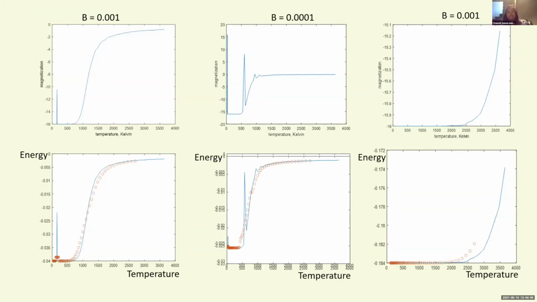I also included the relationships of energy and magnetization versus temperature for all three B values. Here we can clearly see the phase transition occurs from here to here. It's a rapid, drastic increase in magnetization. The phase transition from ferromagnetic to paramagnetic occurs at approximately 1000 to 1500 Kelvin. The graphs of magnetization versus temperature and internal energy versus temperature for all three systems compare similarly.